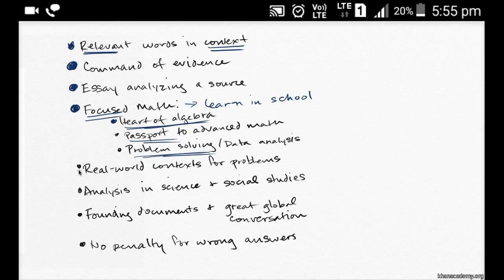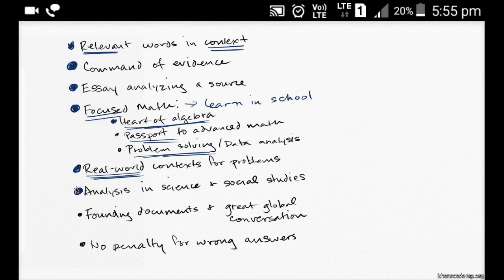Now, another big theme, and this is across all of the sections, is real-world context. These aren't just tricky problems in some type of a vacuum. These are going to be things that you're going to be seeing. I know I keep repeating that, and you see that theme, that they're not just kind of brain teaser type things. These are things that you will see as you go through your college career. Analysis in science and social studies.